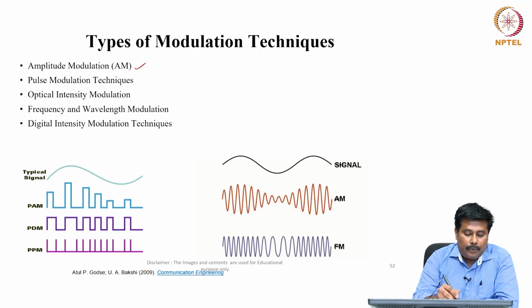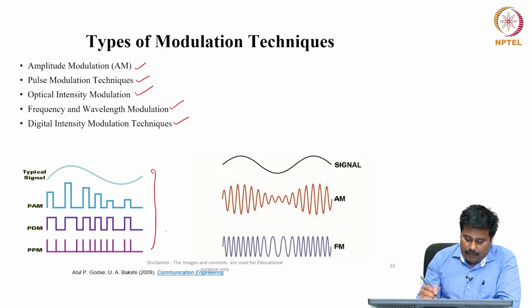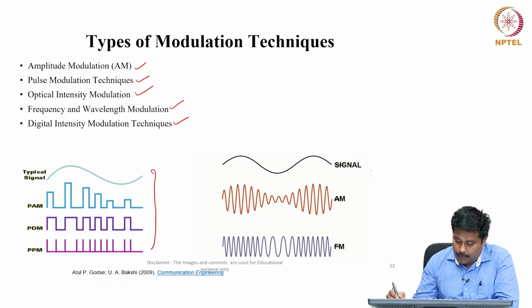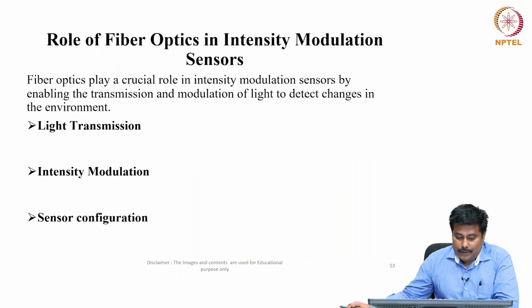One is called amplitude modulation, another is the pulse modulation technique, optical intensity modulation, frequency and wavelength modulation, and digital intensity modulation technique. These are the different configurations of the modulation techniques which are being employed. Overall, if you consider this as a signal, this is an amplitude modulation and this is a frequency modulation.